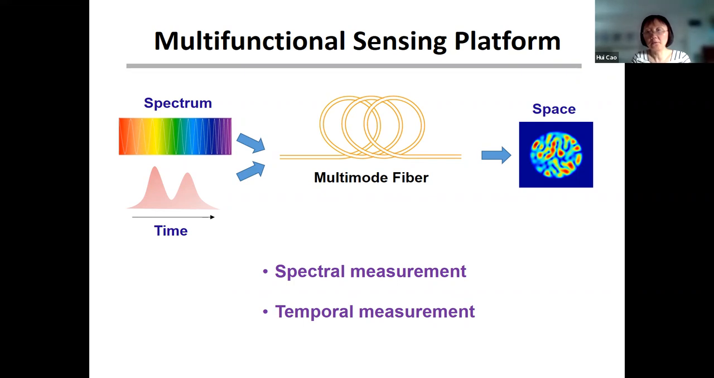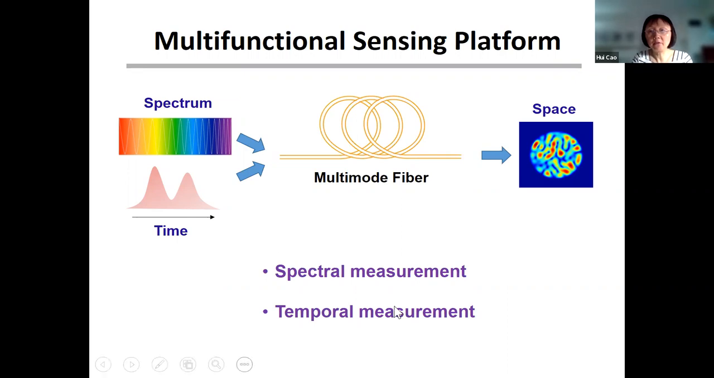That's why, very often, for communication people use single mode fiber, and for imaging, they use a multi-core fiber, where each core has a single mode. But I want to show you that this speckle pattern is actually very useful because it contains a lot of information. And if we can extract the information, then we can really build a multi-functional sensing platform just using a single multimode fiber.